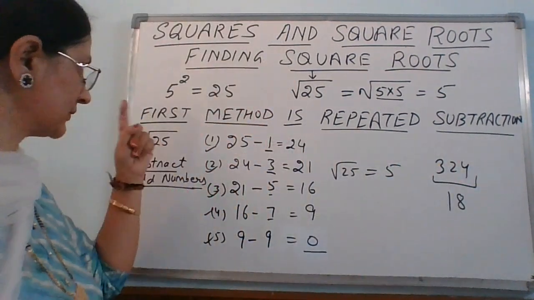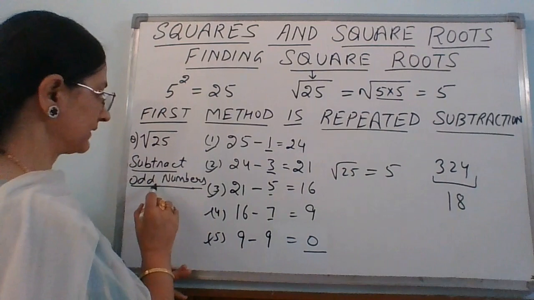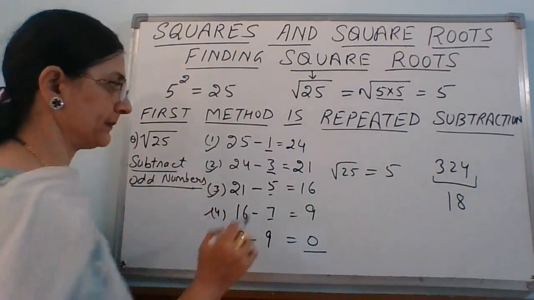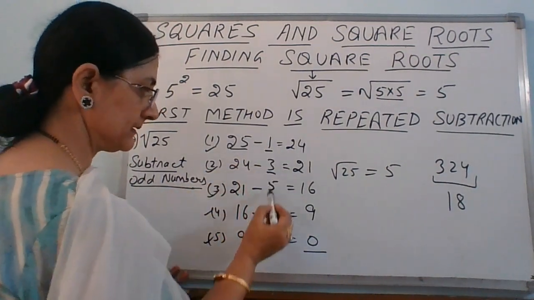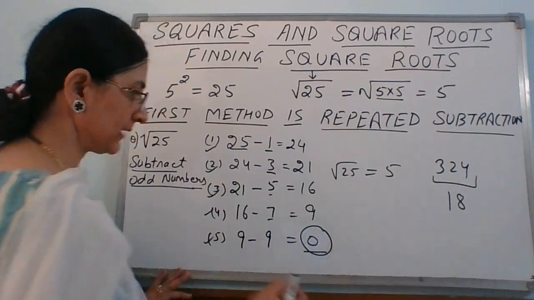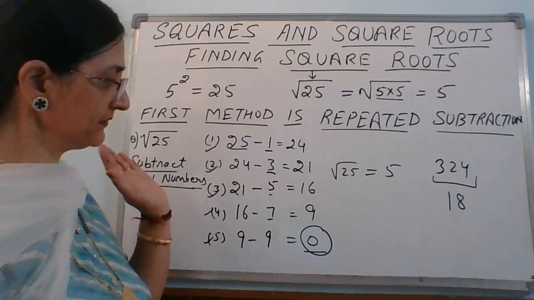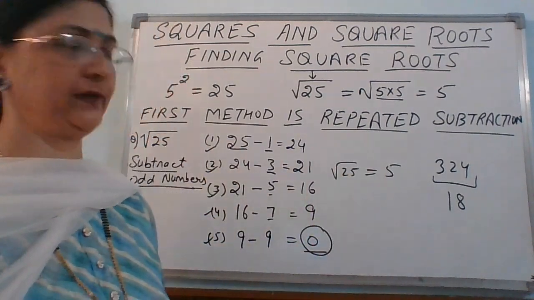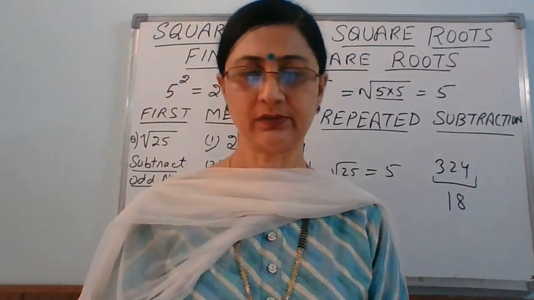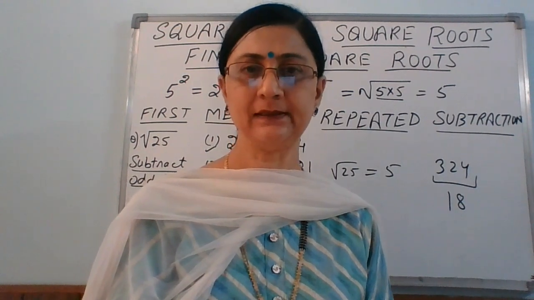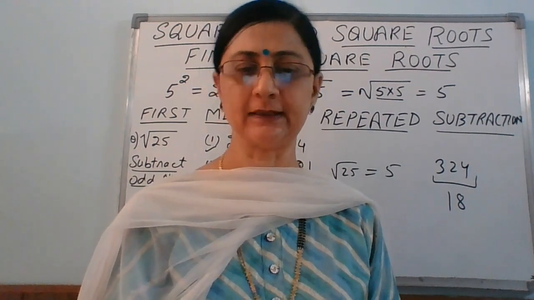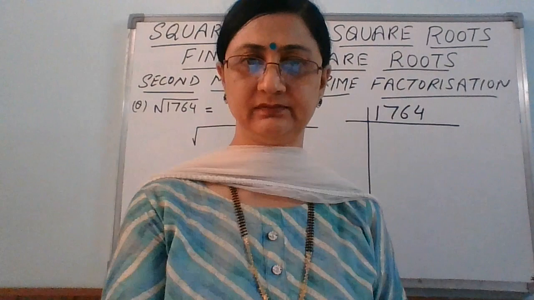So how to find the square root by repeated subtraction of odd numbers. We subtract odd numbers, right? And we see when the 0 comes and we see the number of steps. Here the number of steps are 5. So the answer of square root of 25 is 5. I hope children the method is clear, right? Now we'll take the next method, that is prime factorization method.